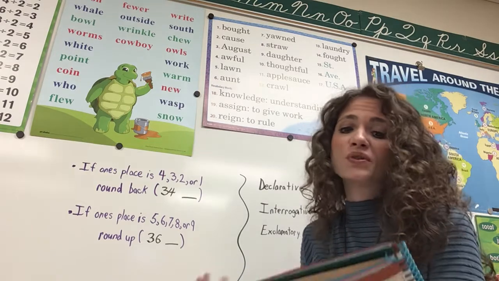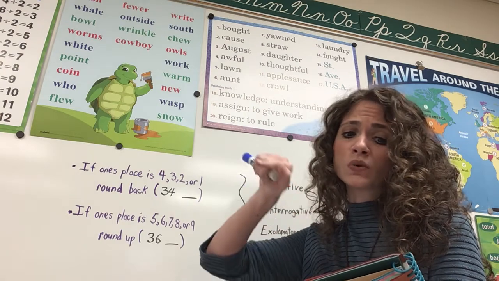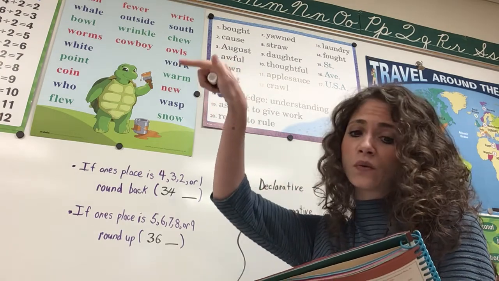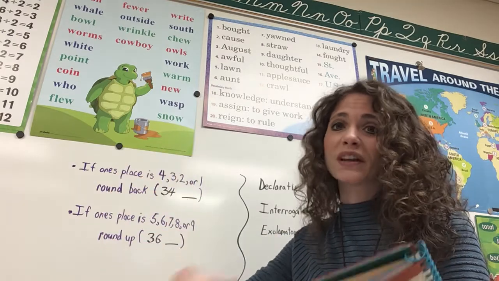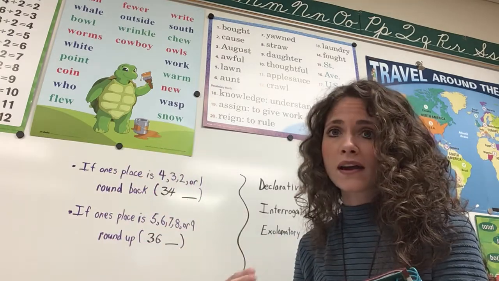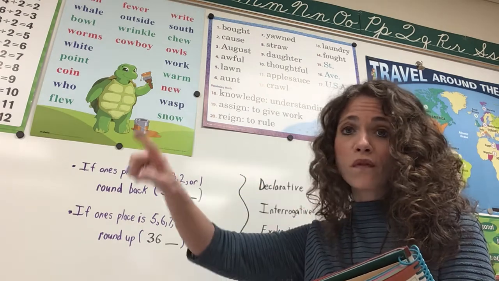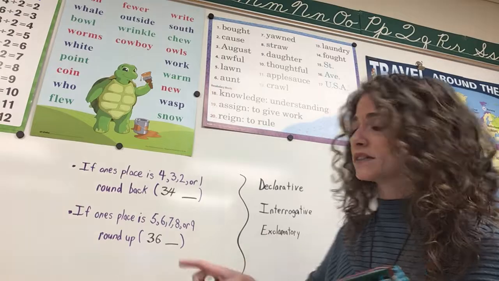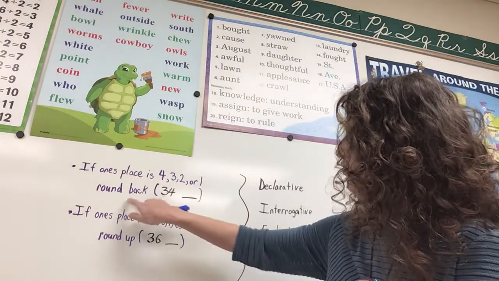Now, of course, you can change any of these numbers. That could be the numbers 20, 21, 22, 23, 24, 25, and then down the hill 26, 27, 28, 29, 30. You'd work the same way, okay? But when you round to the nearest 10, if it's numbers 1 through 4 in your ones place, like you see right here, if the ones place is 4, 3, 2, or 1, round back.